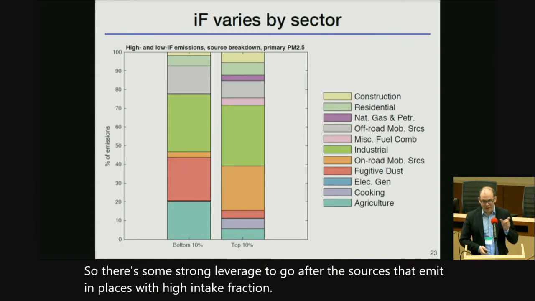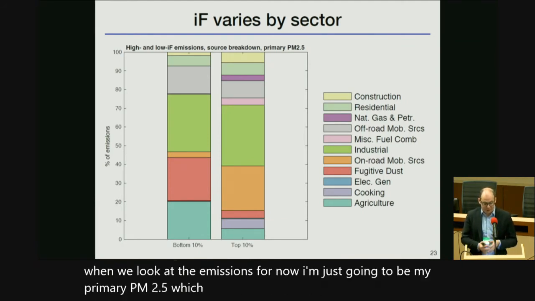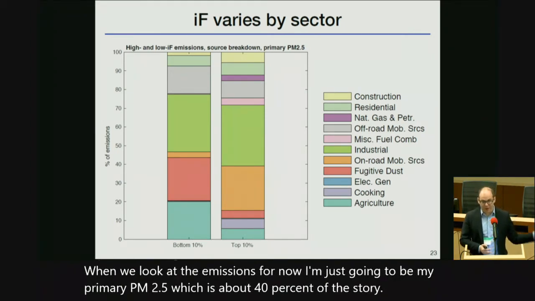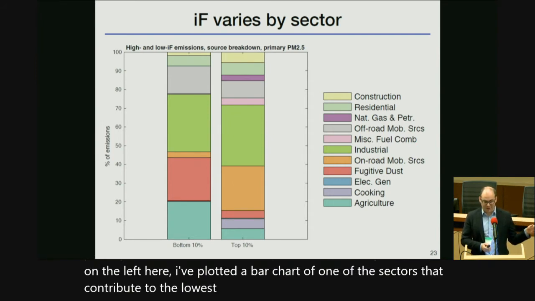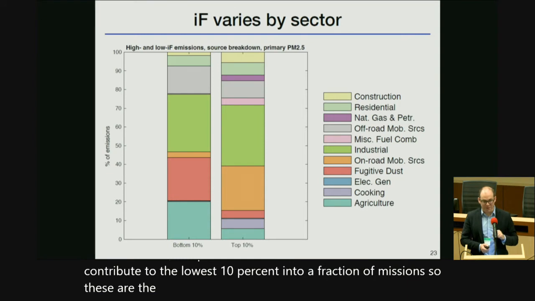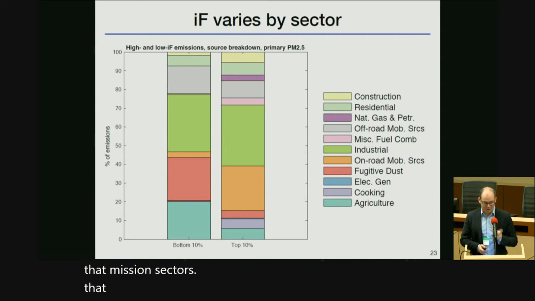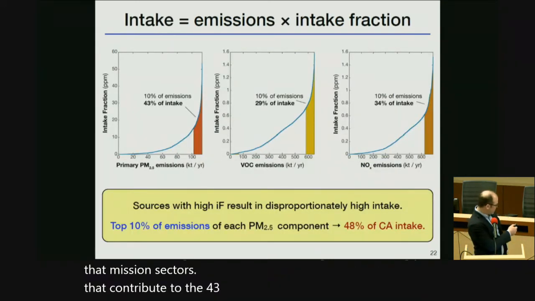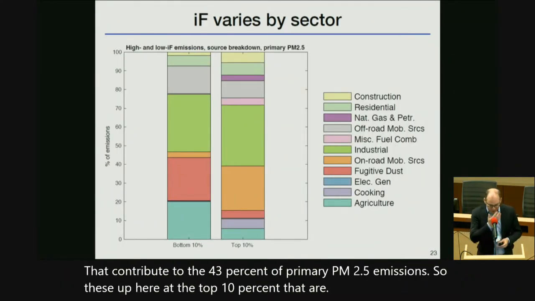When we look at the emissions, now I'm just going to zoom in on primary PM2.5, which is about 40% of the story. On the left here, I've plotted a bar chart of the sectors that contribute to the lowest 10% intake fraction emissions. So these are the ones that account for less than 1% of the inhalation intake in California. And on the right, I'm showing you the emission sectors that contribute to the 43% of primary PM2.5 intake. So these are in the top 10% that are very impactful on intake fraction.